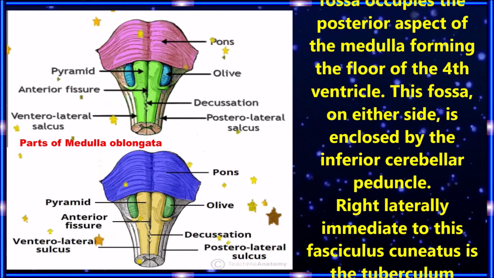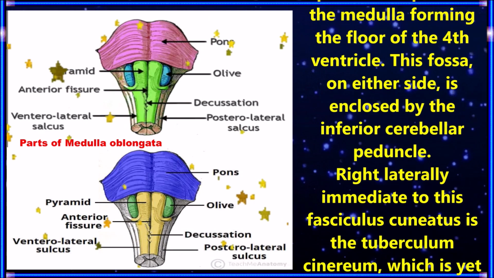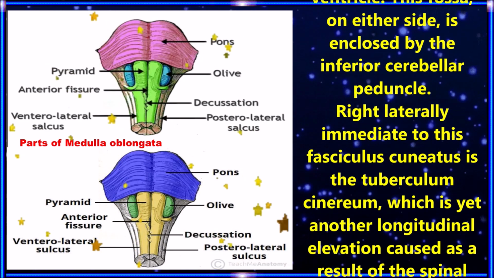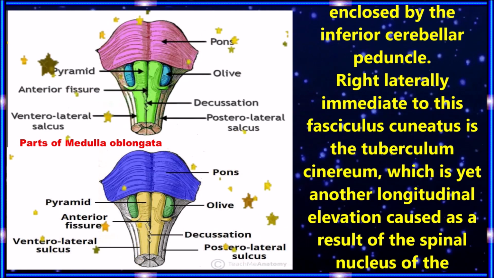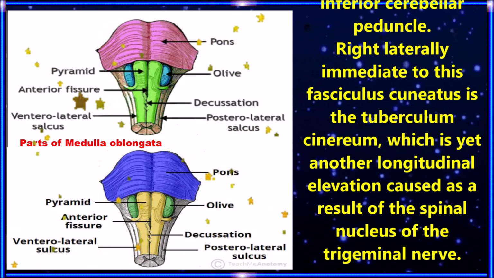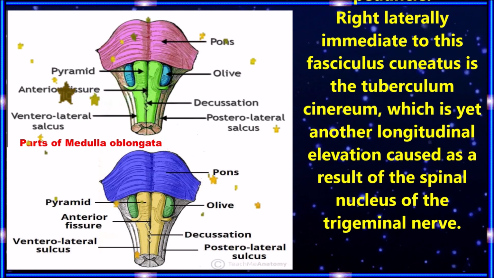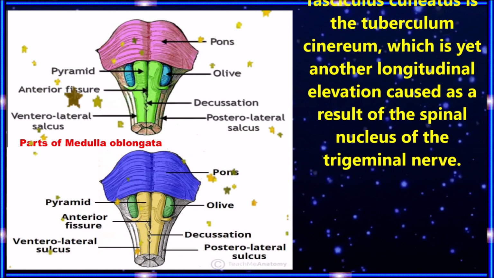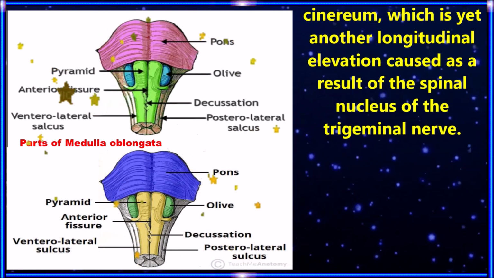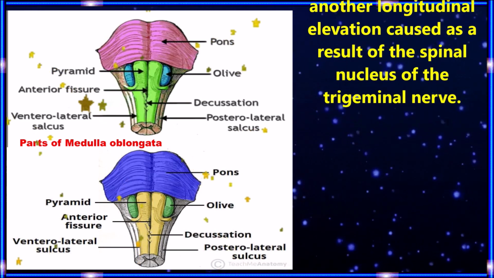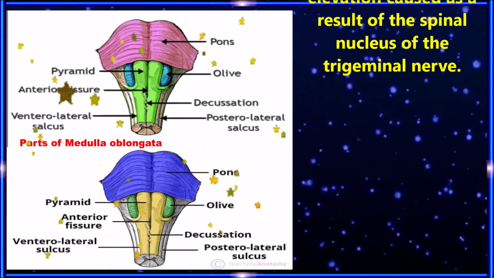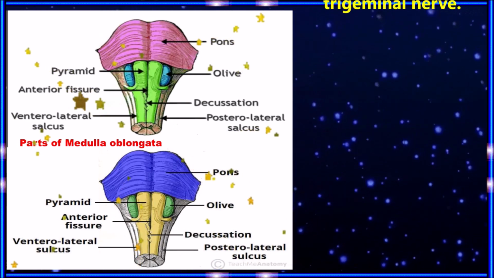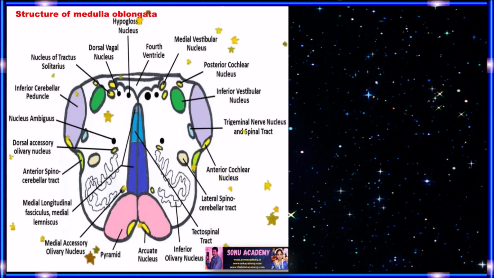A triangular fossa occupies the posterior aspect of the medulla, forming the floor of the fourth ventricle. This fossa on either side is enclosed by the inferior cerebellar peduncle. Right lateral to the fasciculus cuneatus is the tuberculum cinereum, which is another longitudinal elevation caused as a result of the spinal nucleus of the trigeminal nerve.